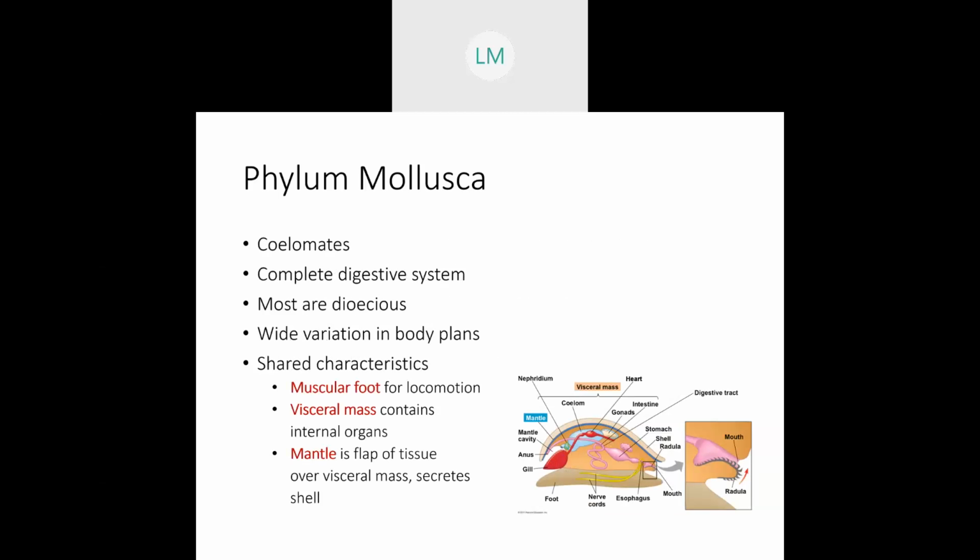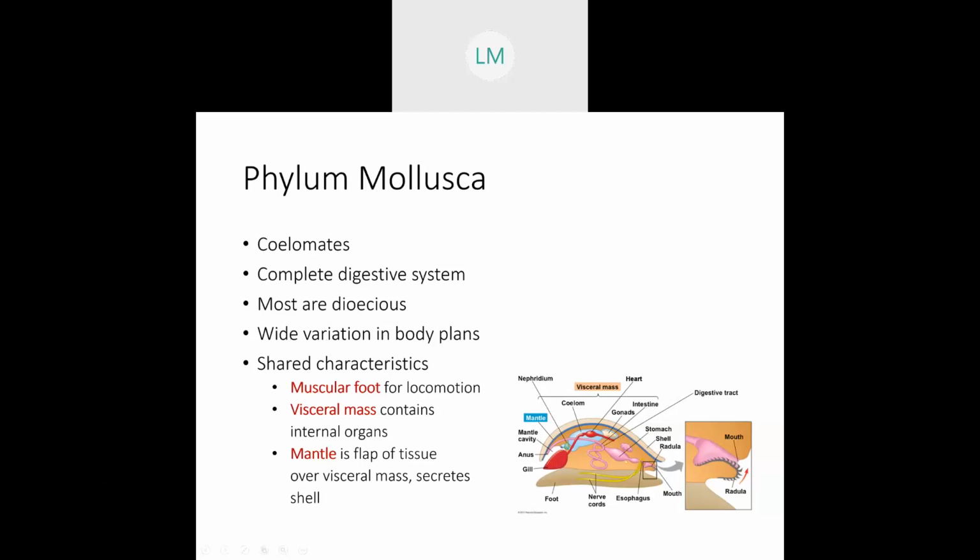There is a wide variation in body plans. Even just thinking about the organisms in this group, you can think about those body plans, right? An octopus looks really different than a snail, looks really different than a clam. All of these are mollusks, but they just have widely different body plans. But even within that wide range of body plans, there are some shared characteristics that all of them have. So all of them have this muscular foot for locomotion.